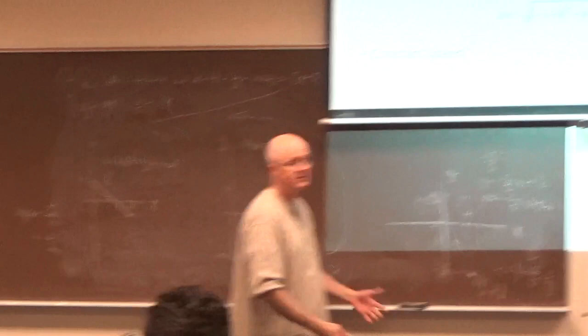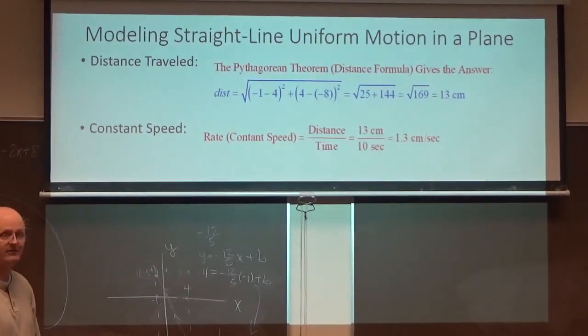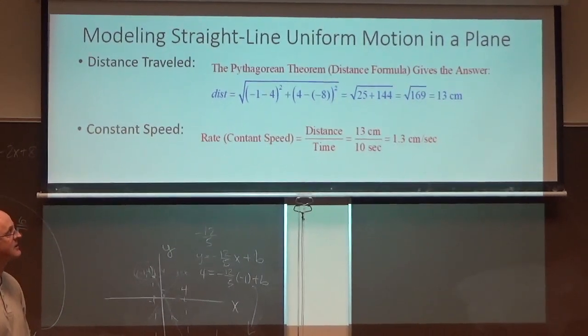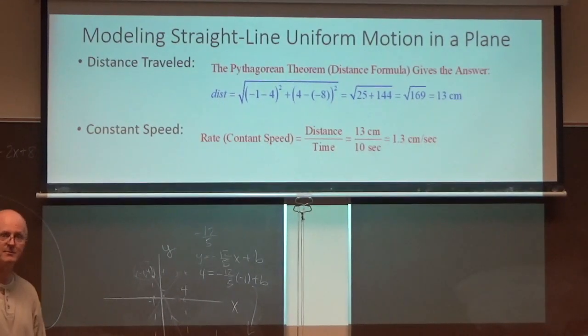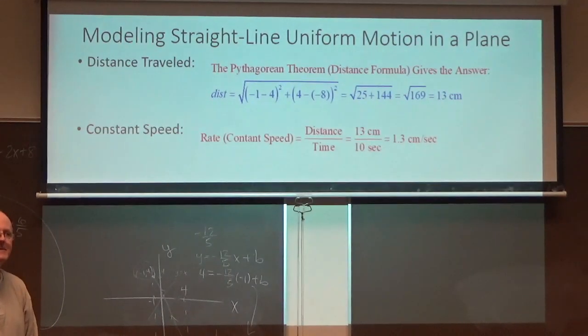And what is that speed? Just do distance divided by time. Great. Speed equals distance divided by time. 13 centimeters divided by 10 seconds is 1.3 centimeters per second. That's how fast this bug is moving. Right? Distance equals rate times time, therefore rate is distance divided by time. And I'm assuming it's a constant rate here. Constant speed.